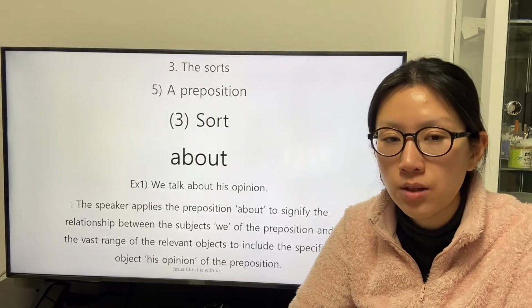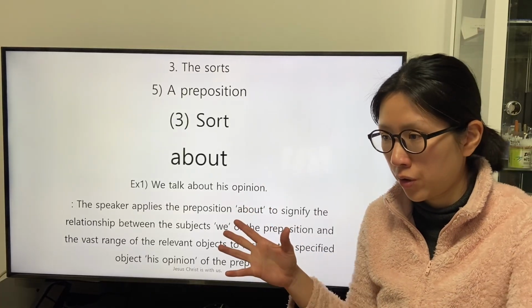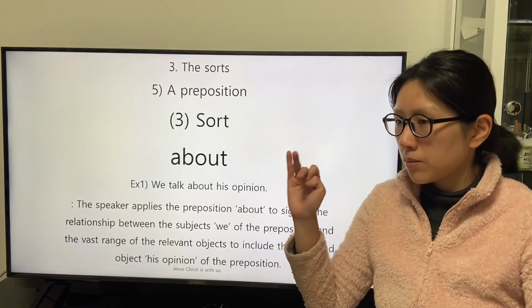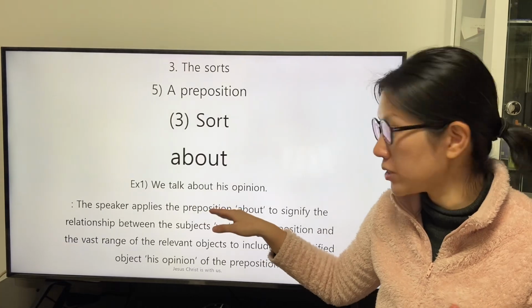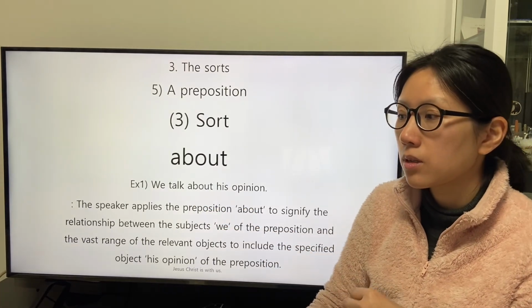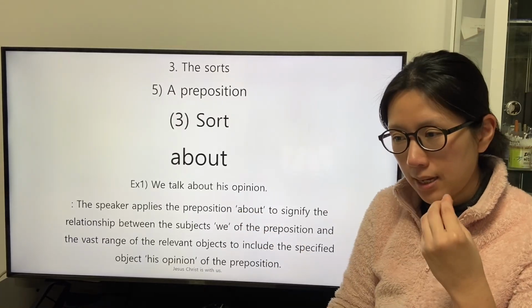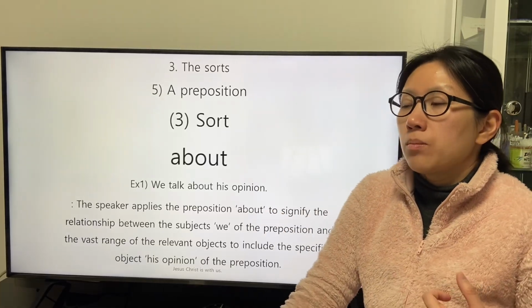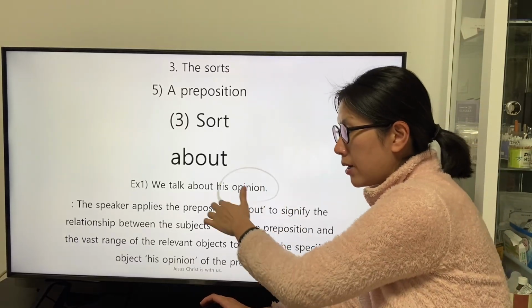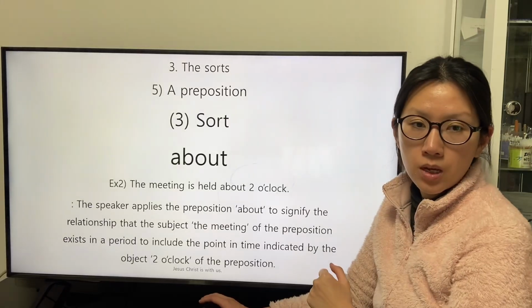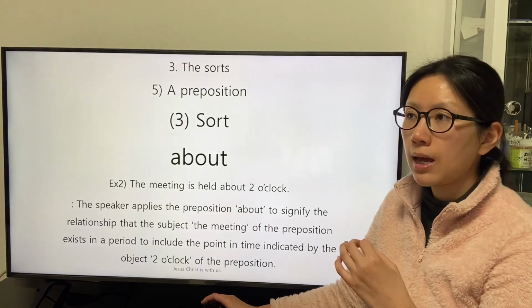The speaker applies the preposition about to signify the relationship that the range in which the subject of the preposition about exists, including the object of the preposition, can be various. Like the object indicated by the phrase of the general noun, his opinion, the point in time, and a place.